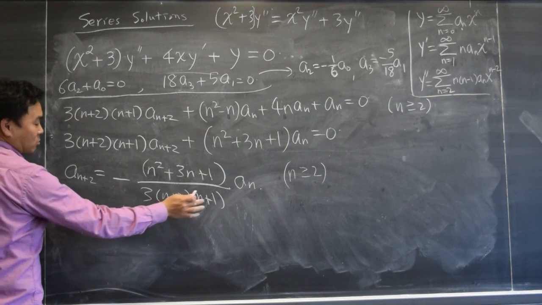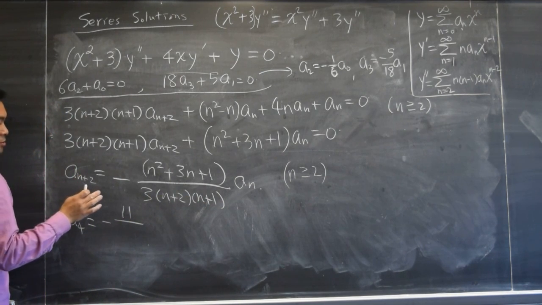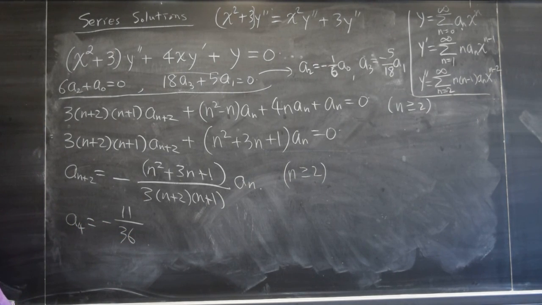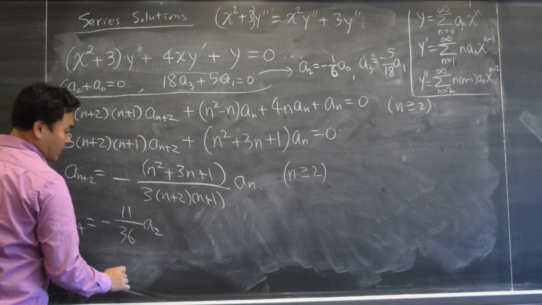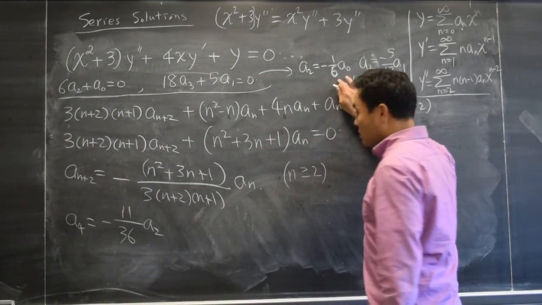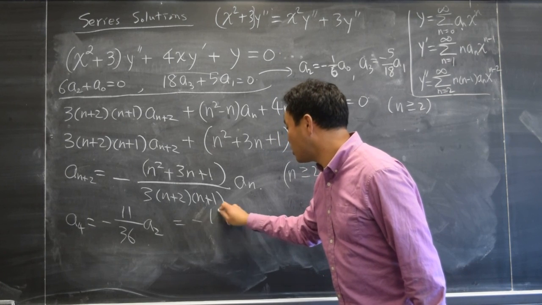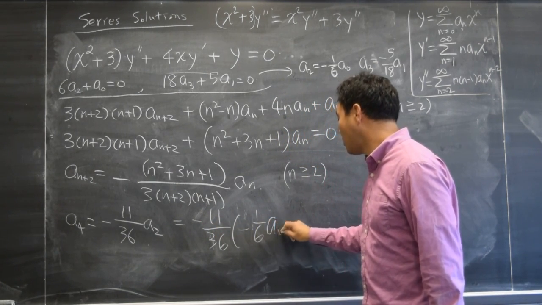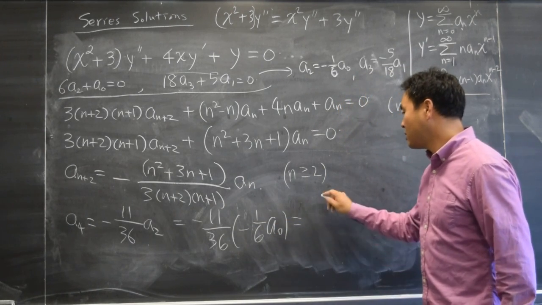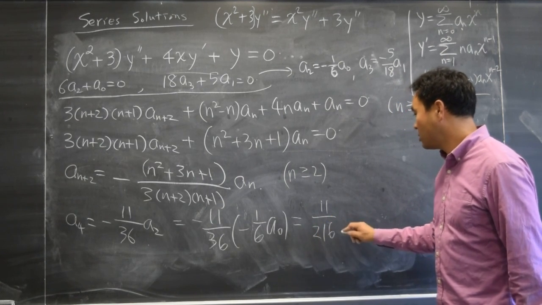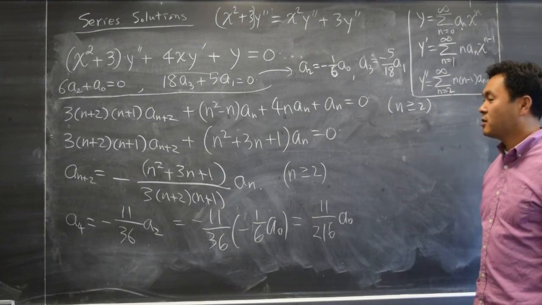And then 4 times 3 times 3. What's that? 9 times 4, 36. Okay. A of 2. But what is A of 2? A of 2 is negative 1/6 of A0, right? So it's negative 11 over 36 of negative 1/6 of A0. So that's 11 over 216 A0.